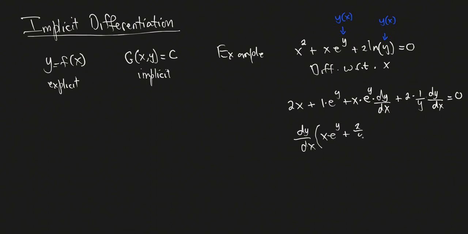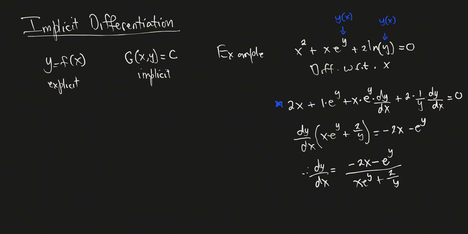So plus 2y, and then now this becomes a minus 2x, and then a minus e to the y. And then therefore, our derivative with respect to x is minus 2x minus e to the y, all over x e to the y plus 2 over y. And we could go ahead and simplify it to get rid of the fraction, but mainly I wanted to remind you of this key process right here, because this is what we are going to initially replicate.